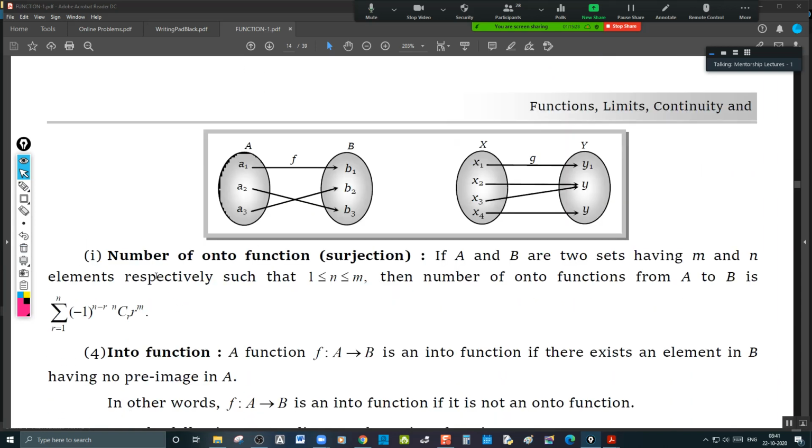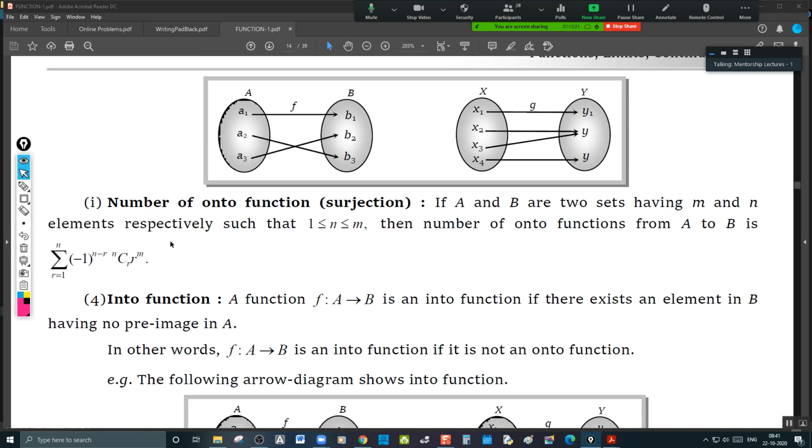almost in every examination, not only in functions, but it is linked up with permutations, combinations, even probability also. This onto function, the number of onto functions case is given. So it is like this: sigma of (-1) whole power (n-r) into nCr into r power m. Just remember like this, please. Remember like this what I'm saying.